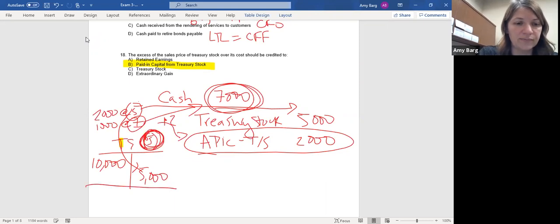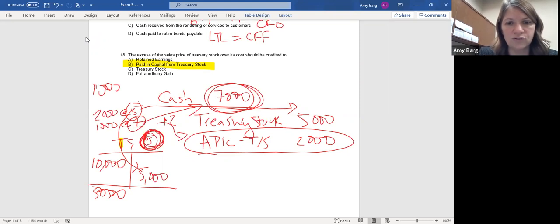So there's still like 5,000 in here. It's got to come in and out at the $5 that we paid for it. If there's any extra, any gain, that goes to the APIC. If there was a loss, say we sold 1,000 for $3, then we wouldn't have this gain account. It would actually come out of retained earnings. But what it wants you to know is that it's not called a gain. It's this paid in capital from treasury stock.